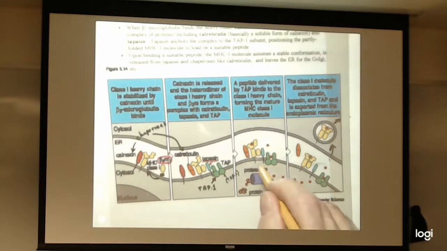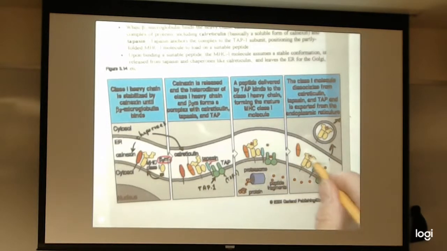Okay. So now we have a newly made class 1 molecule with its peptide ligand, and it's now fully, tightly folded, and it's now permitted to leave by vesicle pathways, leave the ER, and then fuse with the compartments of the Golgi. And then the plasma membrane.